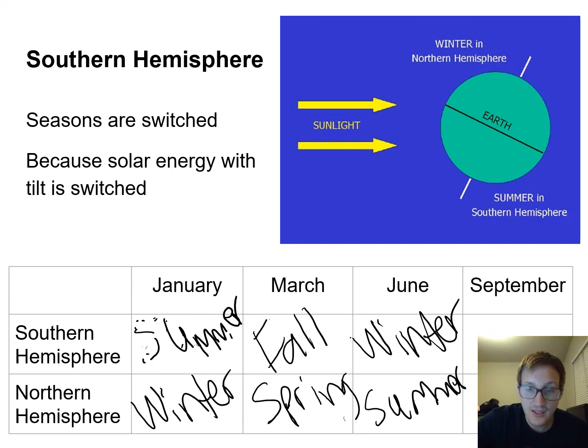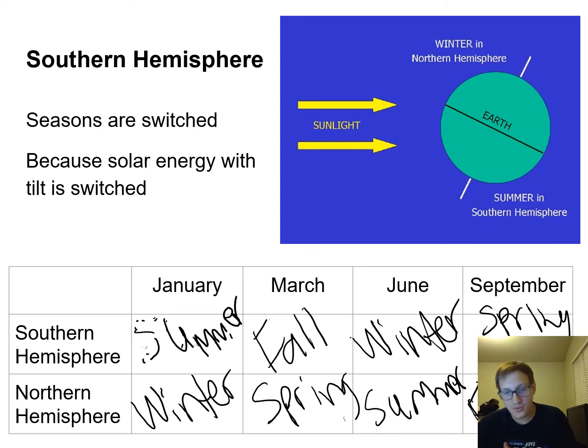Okay, and then in September, they have spring. And we have, and I cannot write because my face is right there, but they have the fall. Or we have the fall because we're northern hemisphere. Okay, so all the solar energy is being exactly switched at all of those places. They're going from summer, fall, winter, spring, we're going winter, spring, summer, fall.